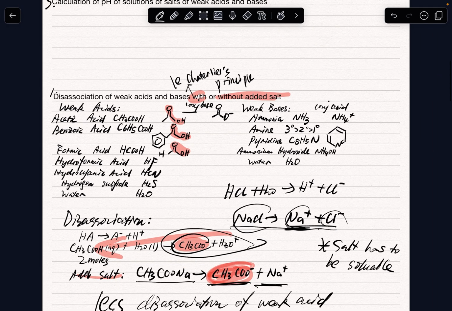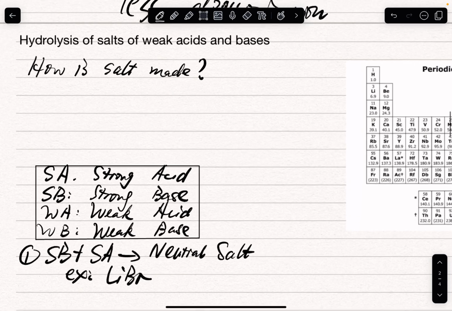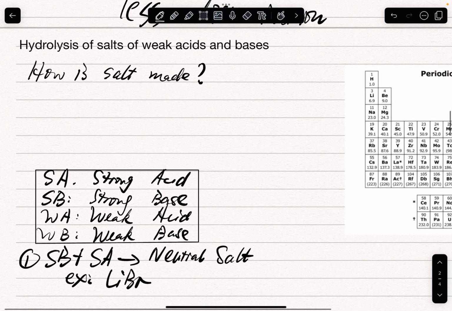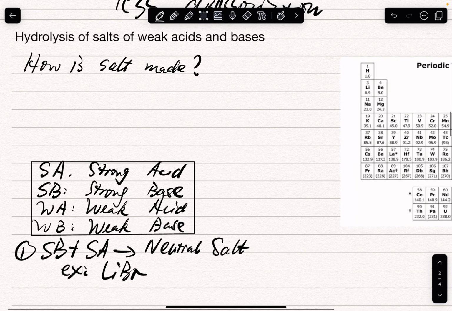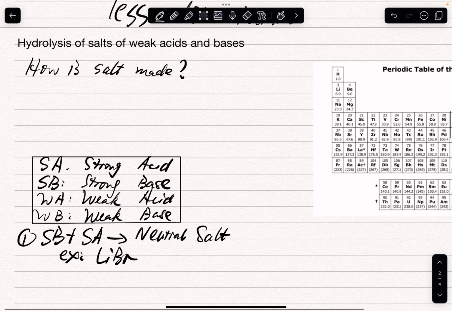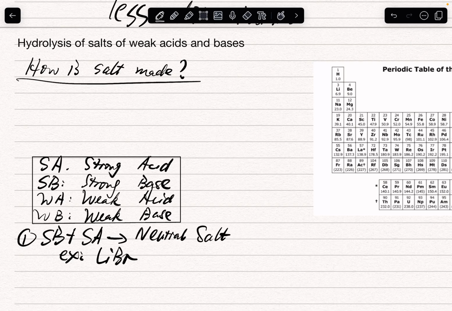All right, let's move on to the second topic, which is the hydrolysis of salts of weak acids and bases. This is all confusing again, right? This content, but it's okay. One step at a time. Let's just break it down piece by piece. My first question for you is, how is salt even made?